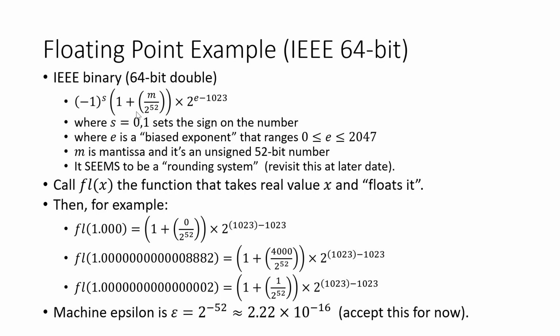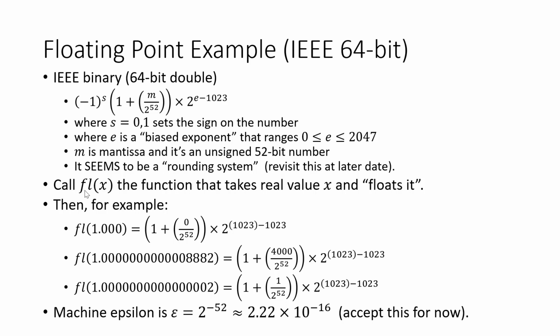So that floating point binary number, effectively, is multiplied by 2 to an exponent, and the exponent is biased. We talked about E normally going from 1 to 2046, and with that bias, that's going to take that from minus 1022 all the way up to plus 1023. So that gives a nice range for our exponent. And then the S being 0 or 1 either makes this a plus 1 or a minus 1 effectively. This seems to be a rounding system. I'm going to put that aside for now and revisit that later, why I say that.